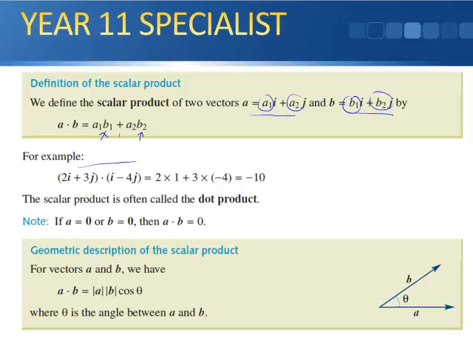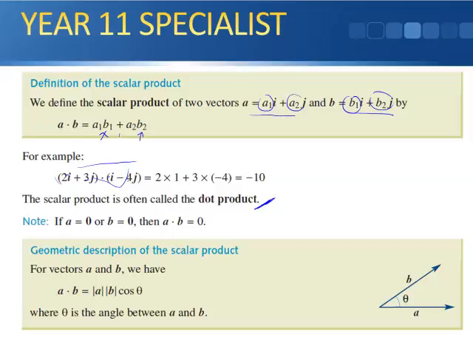So for these two here, an example is 2 times 1 plus 3 times negative 4, which gives us negative 10. It's also called a dot product. If a equals 0 or b equals 0, then a.b will equal 0.